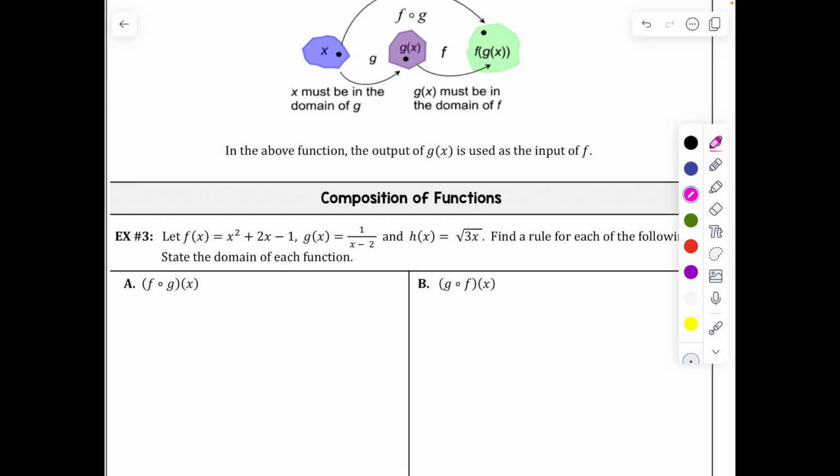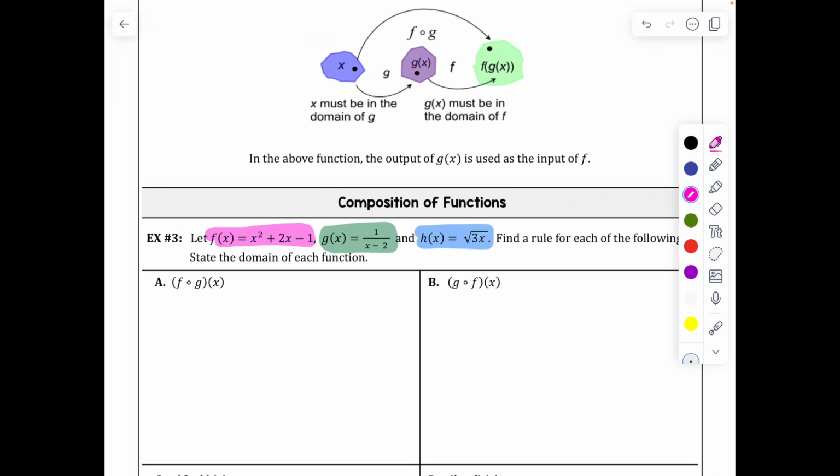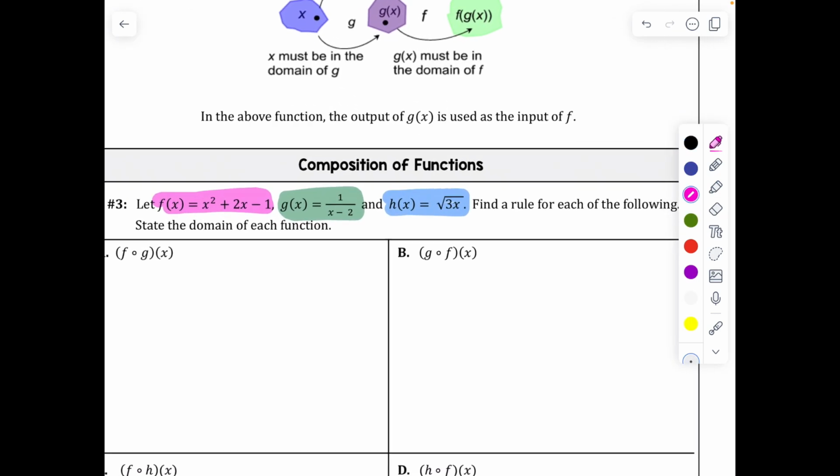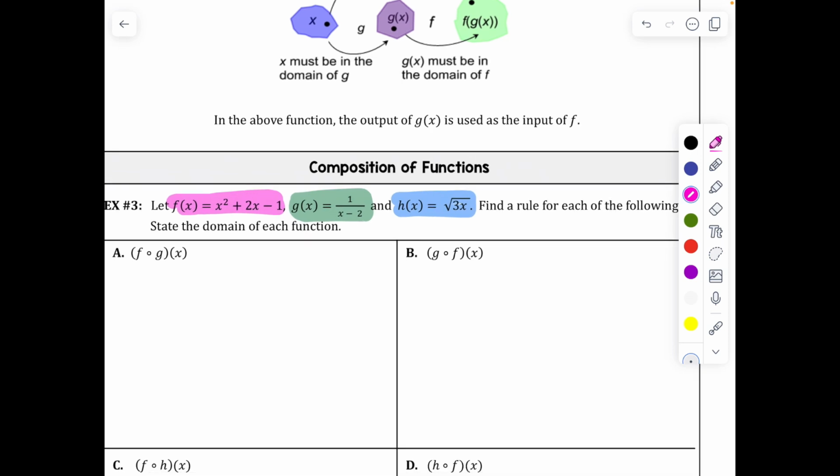Okay, so if we're talking about compositions of functions, let's look at this one. f of x is x squared plus 2x minus 1, g of x is 1 over x minus 2, and h of x is the root of 3x. Find a rule for each of the following and state the domain of each. So this one says f of g of x.